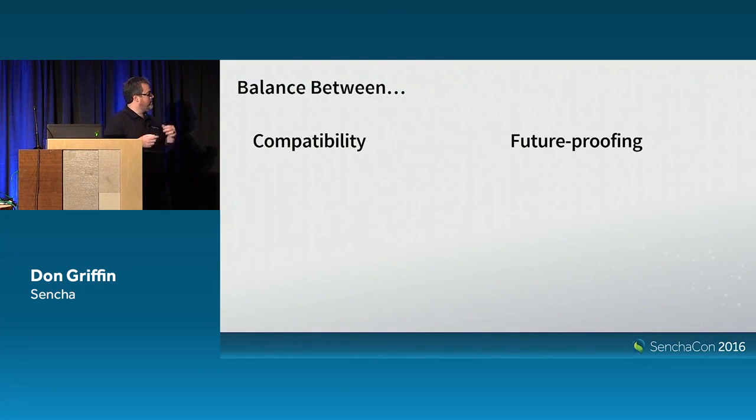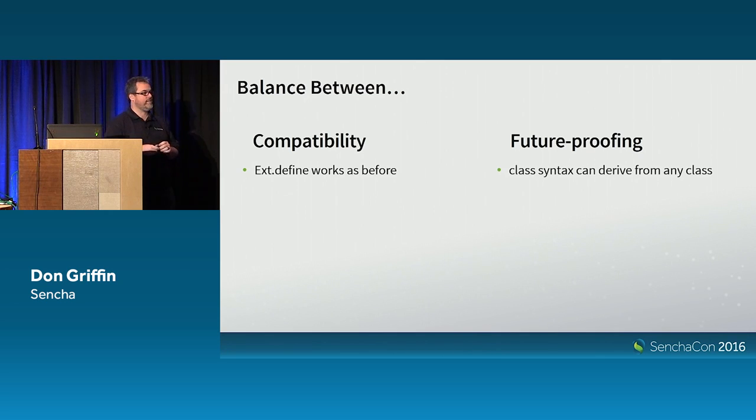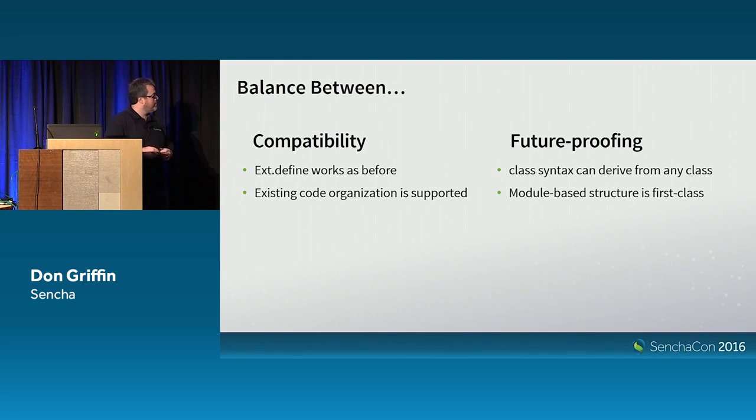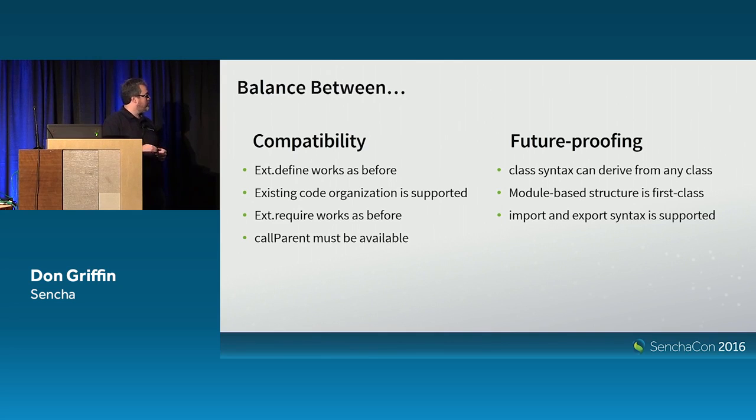So, in the Vegas theme, we're going to put up some scoreboards here and give you some odds. Ext define works as before versus class syntax everywhere. That's a one-for-one battle out there. Existing code organization with Sencha command packages is supported. Module-based structures are first class and right at the top. Ext require based on class name works as it always has, but import and export are also supported. So which one of those do you think might win out?